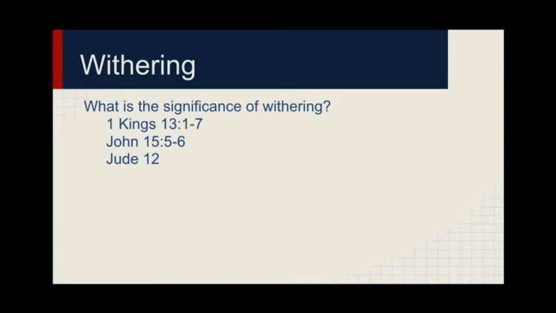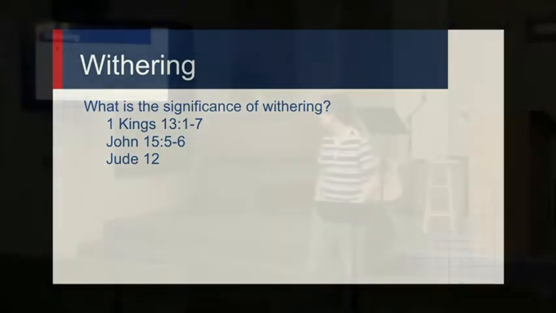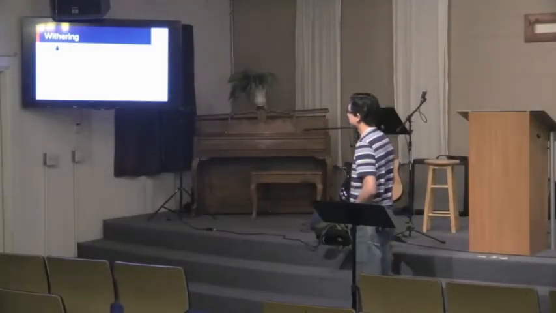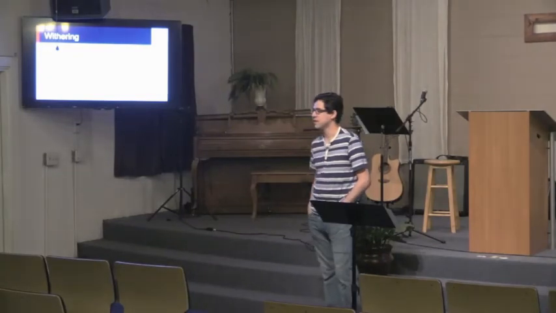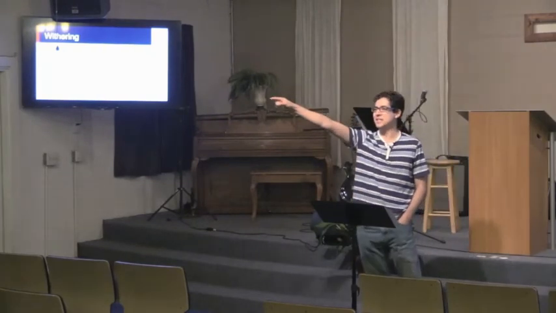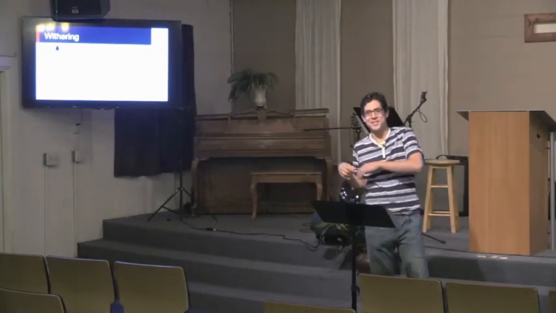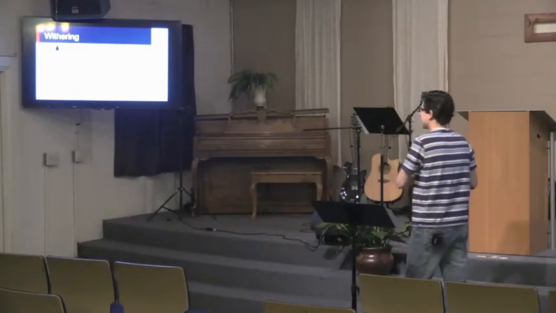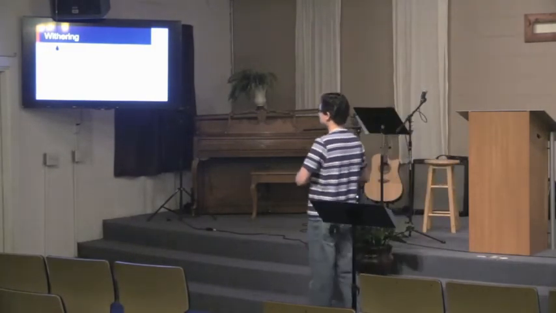Dying, death, yeah. Well, if we were to read 1 Kings 13:1-7, somebody go to John 15 and Jude 12. In 1 Kings 13:1-7, there's a king that comes out against one of the prophets. I can't remember which one. He reaches out his hand and points at him, and his hand withers, right? Okay, interesting. Anyone at John 15?